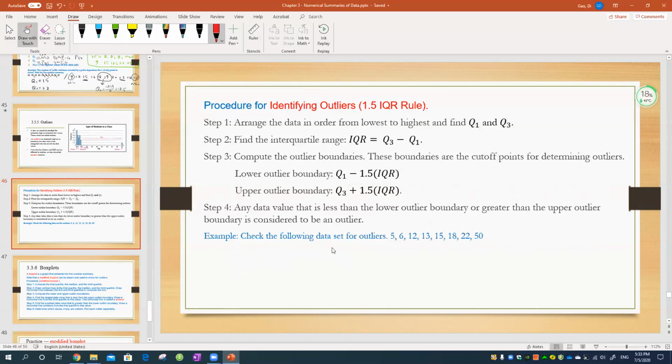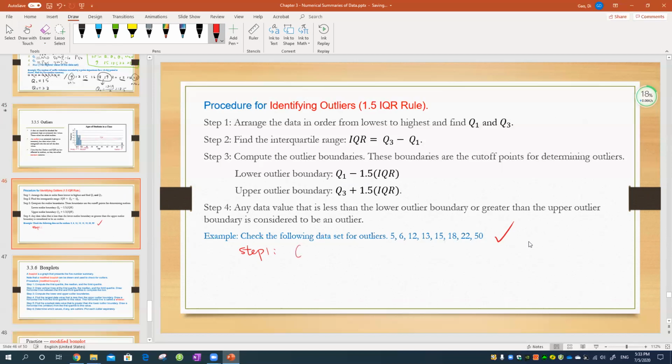Check the following data set for outliers. We have 5, 6, 12, 13, 15, 18, 22, and 50. So for step 1, we're going to find our Q1 and Q3. Of course, put the data in an increasing order. Since this is already in increasing order, we don't have to do that. We just need to find our Q3 and Q1.